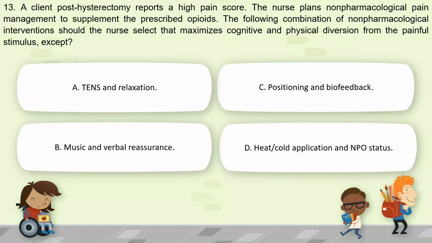The answer here is letter D, because we know that non-pharmacological interventions include tense and relaxation, music, verbal reassurance, positioning, and of course, a combination of heat and cold application. NPO status is a preoperative measure to reduce aspiration risk, and that is not directly related to a patient post hysterectomy. So the answer for number 13 is letter D.